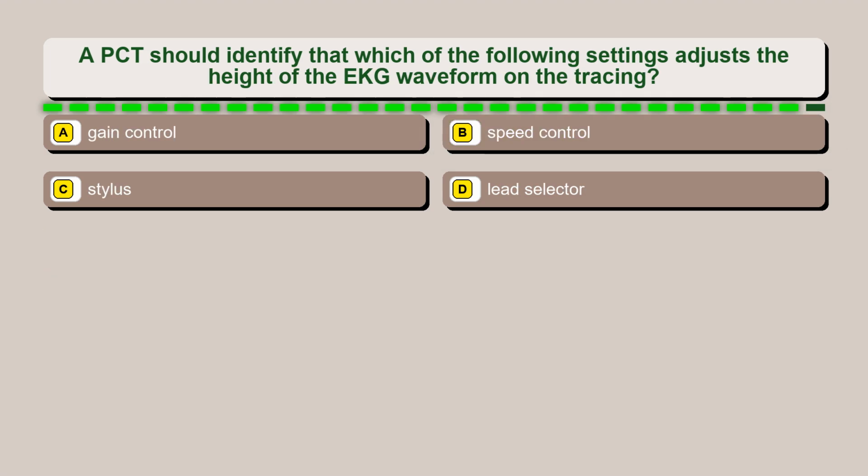Question 67. A PCT should identify that which of the following settings adjusts the height of the EKG waveform on the tracing. Option A, gain control. Option B, speed control. Option C, stylus. Option D, lead selector.